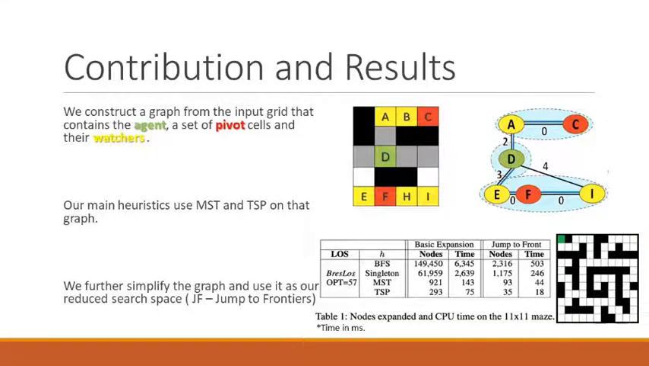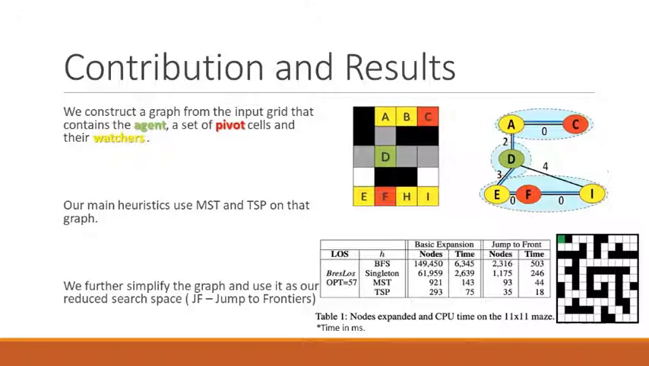The bottom picture and the table next to it show our experiments on a grid map with a size of 11 by 11. For this experiment, we used four algorithms. The first is BFS, a blind search, and the others are based on A*. Singleton is a basic heuristic that we used, and then the two graph heuristics mentioned before. The left column shows the basic expansion, and the right one shows the jump to frontiers.